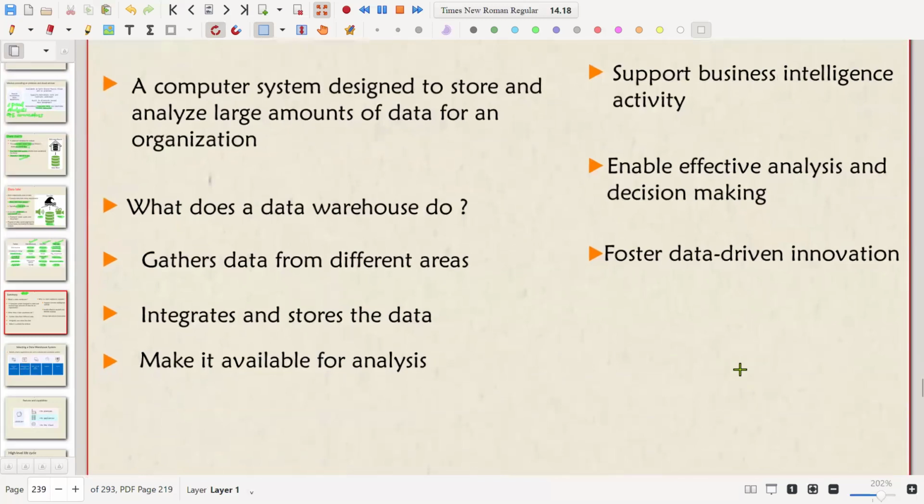So as you can see, the data warehouse gathers data from different areas, and this should give you an idea that these are coming from at least different data marts also. Maybe finance, maybe your personal data, maybe anything else you can suggest. Any other data you can think of. These are just two different examples. So it integrates and stores the data, and most importantly makes it available for analysis.